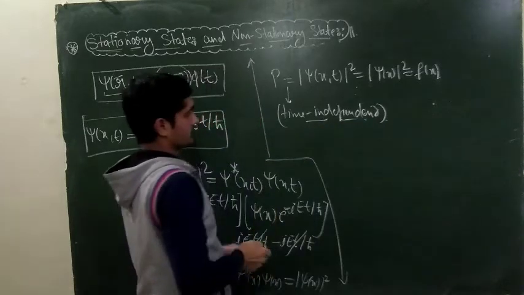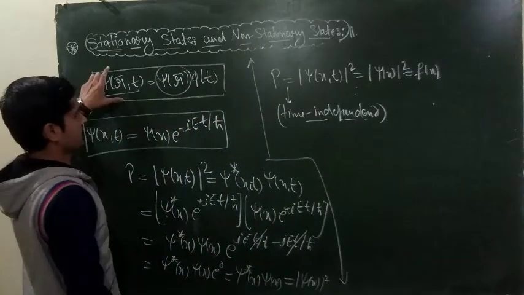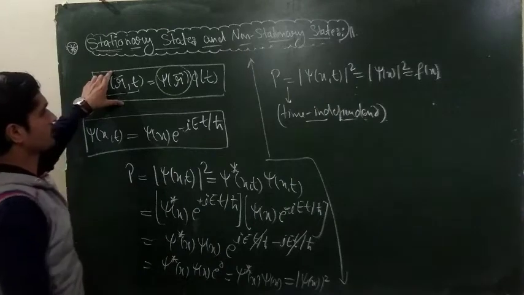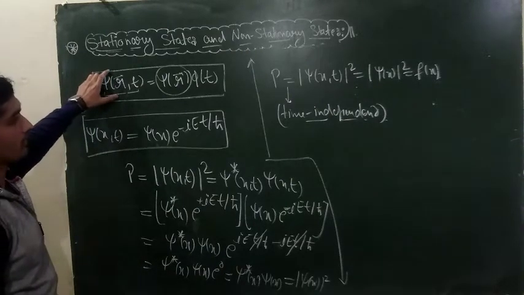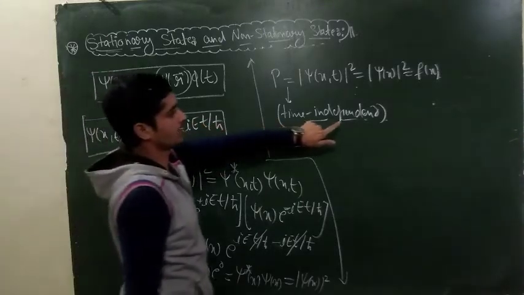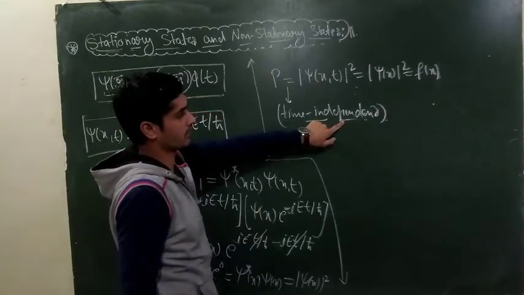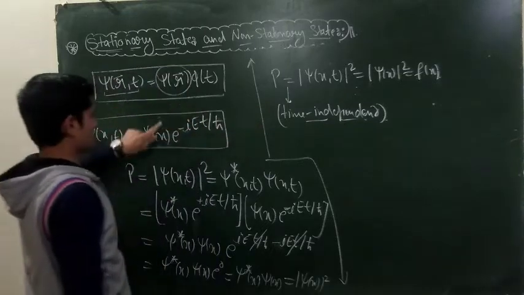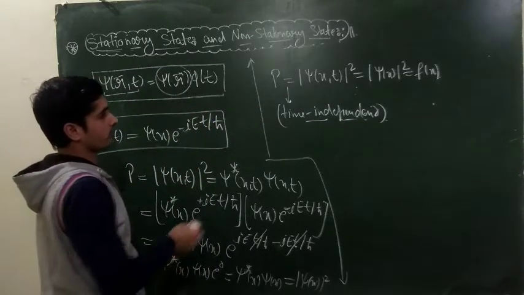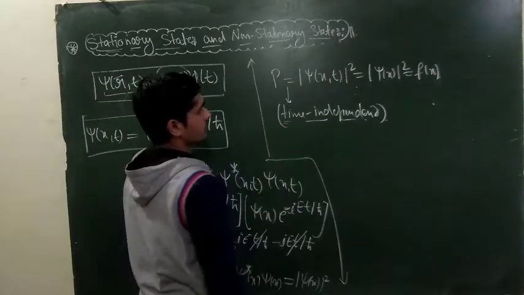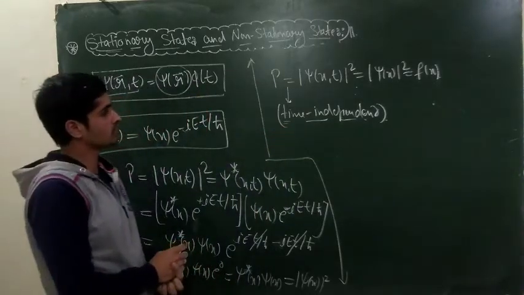And that is the reason these states are called stationary states, because if the particle is in this kind of state, then its probability density will always be time independent. The probability density will not change with time. Of course, the state will change with time because it has this particular part, but the probability density of finding the particle in some space will not change, right?